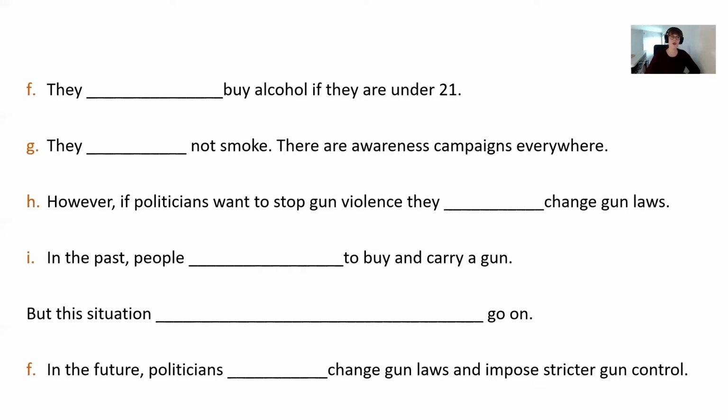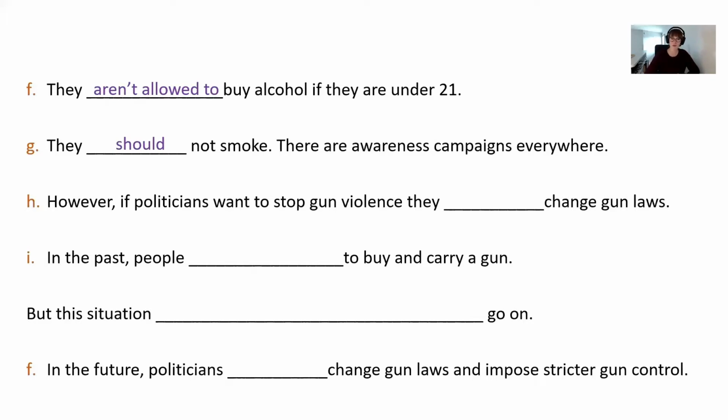They aren't allowed to buy alcohol if they are under 21. Ils n'ont pas le droit, ils ne sont pas autorisés à acheter de l'alcool s'ils ont moins de 21 ans. They should not smoke. There are awareness campaigns everywhere. Ils ne devraient pas fumer. Il y a des campagnes de sensibilisation partout.